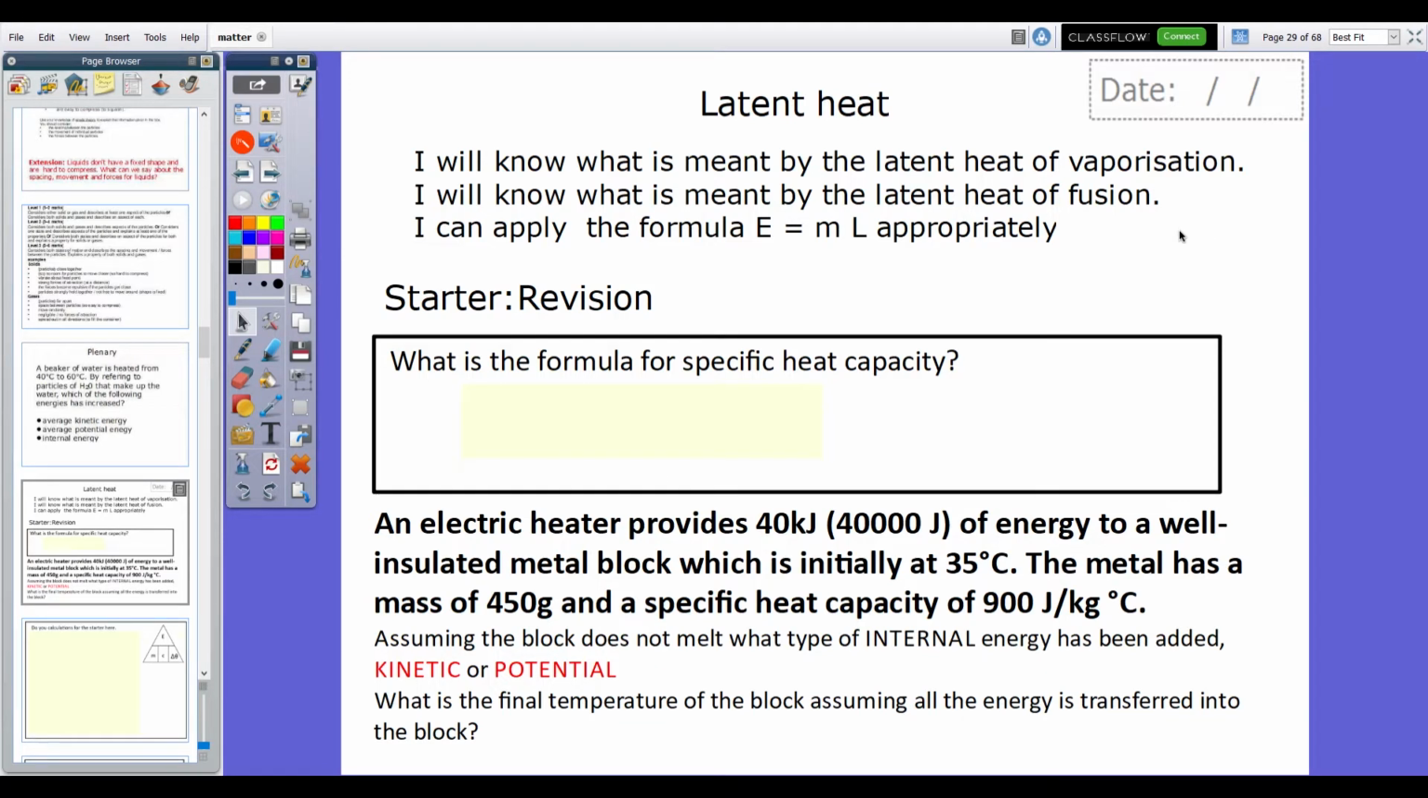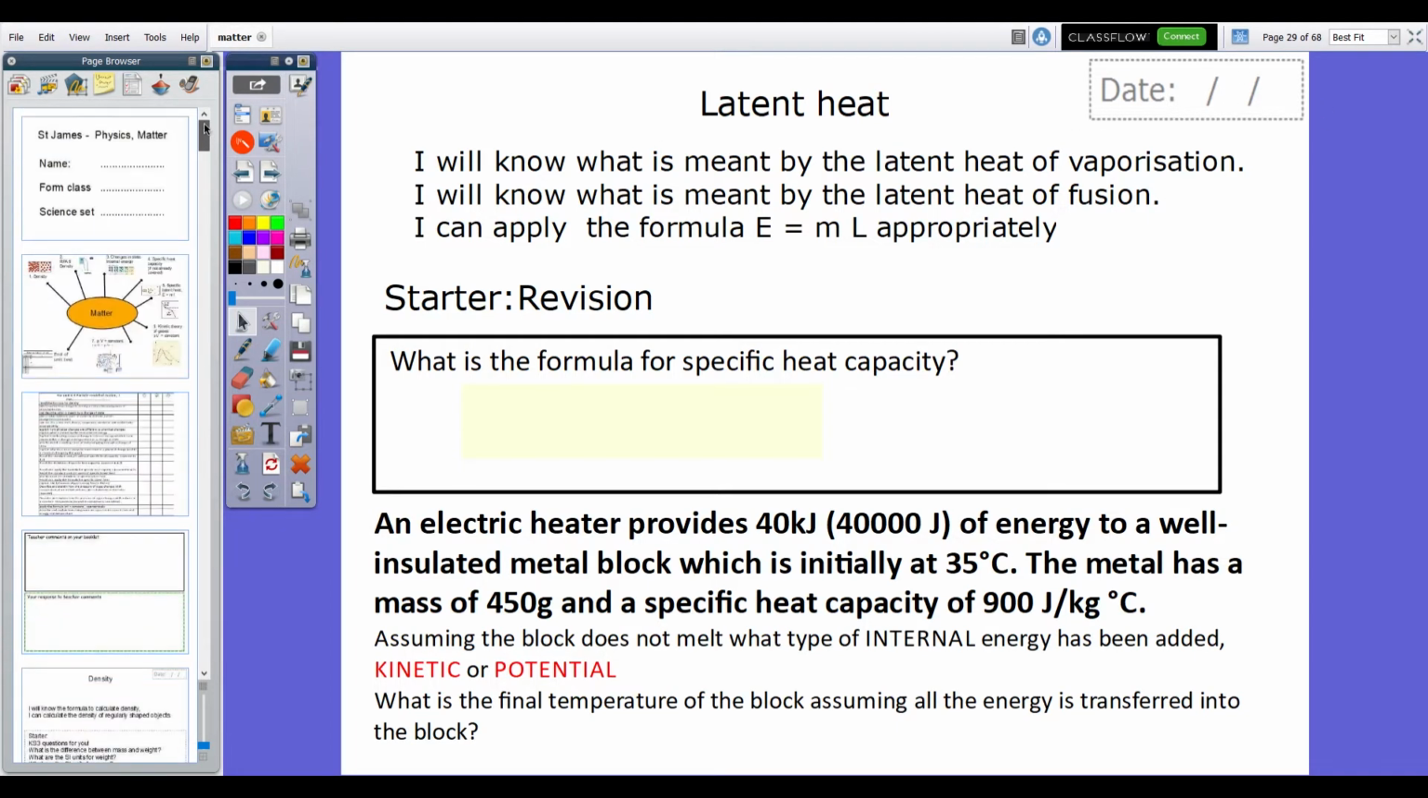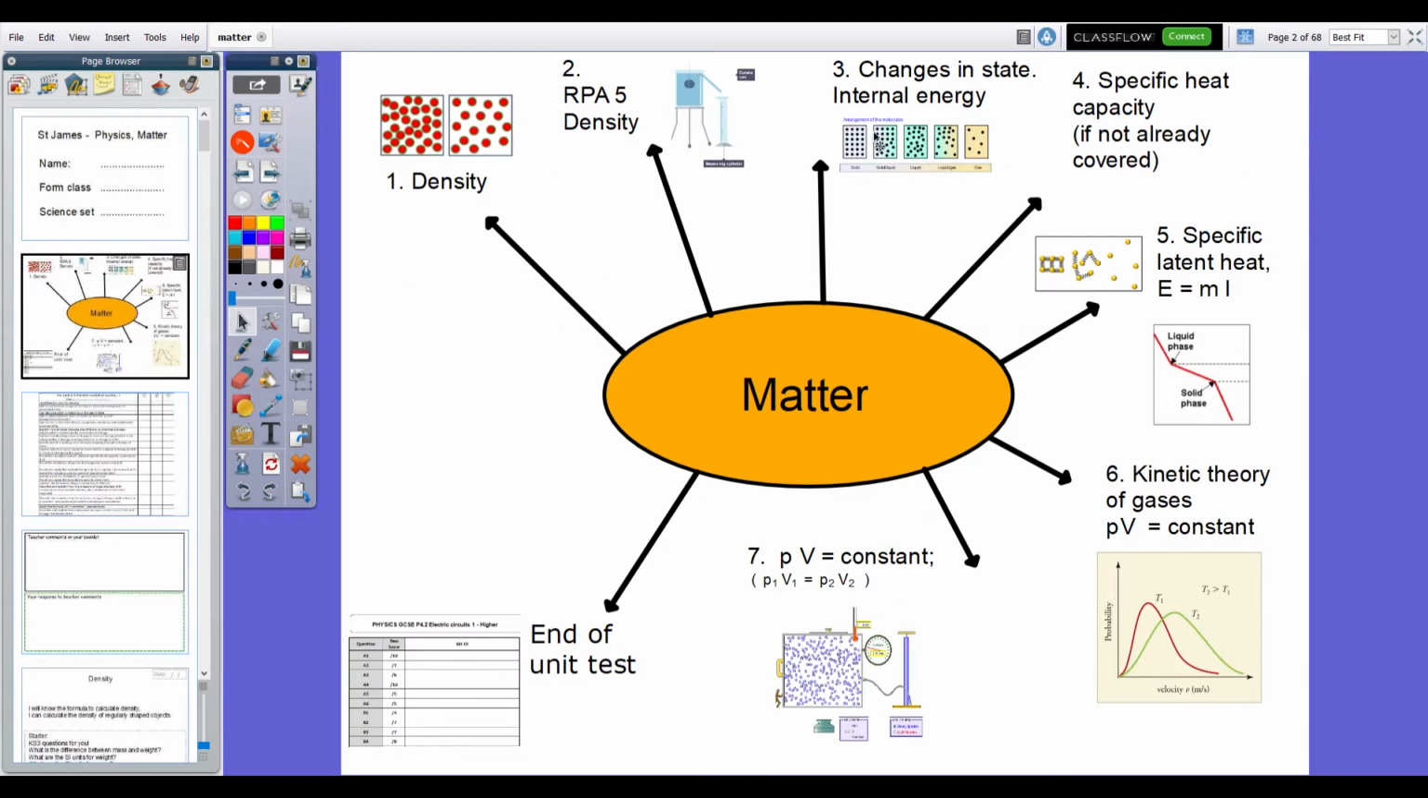Okay, welcome to this lesson on latent heat, or sometimes it's called specific latent heat. Please date your work here. So we're working through this unit on matter. We've already talked a little bit about internal energy, so we're going to talk a little bit more about that and talk about some calculations we can use with it.